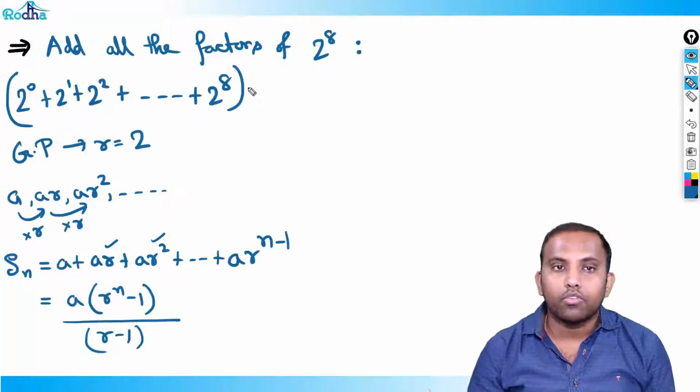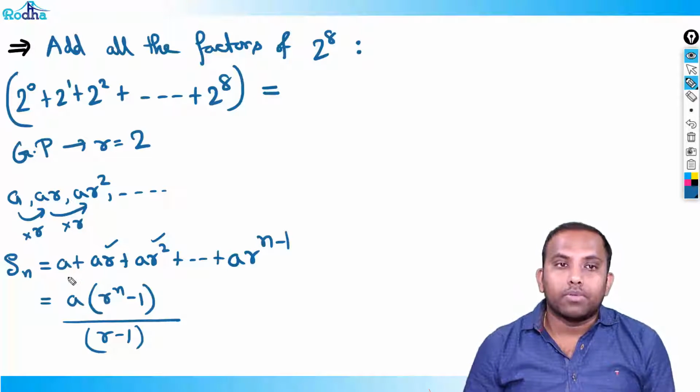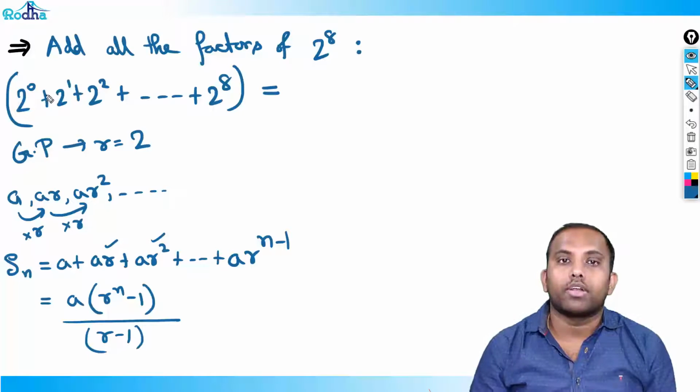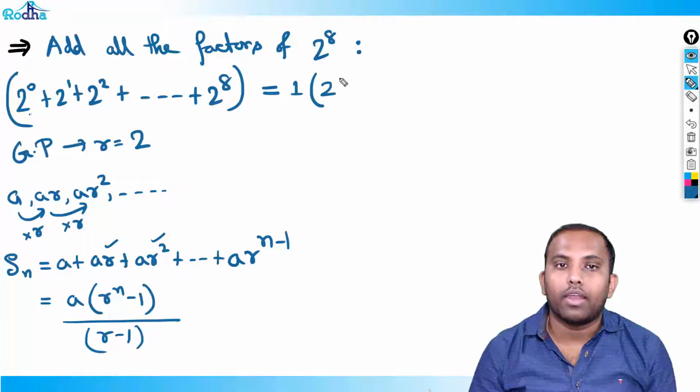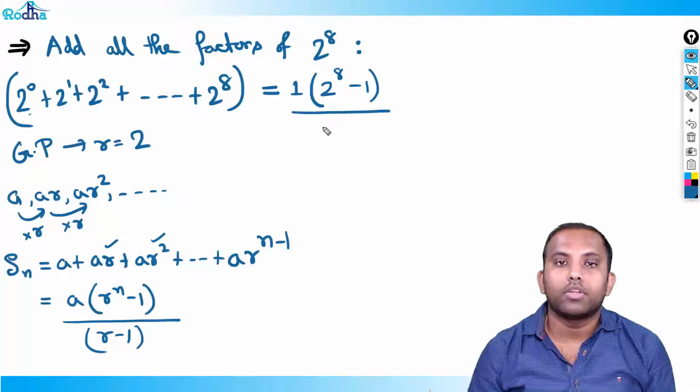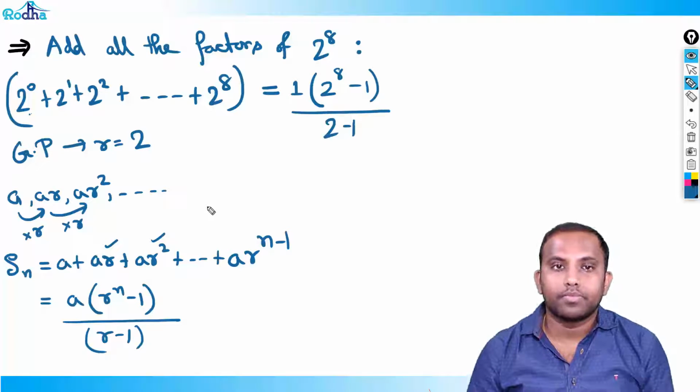So what is the sum here? Now, what is a? a is the first term. In this series, the first term is 2 raised to 0, that is 1. So 1 into r raised to n minus 1. What is r here? r is 2, because in every term 2 is multiplied: 1, 2, 4, 8 like that. So 2 raised to n. How many terms? 8 terms here. 2 raised to 8 minus 1 upon 2 minus 1. Correct? I think it is right.